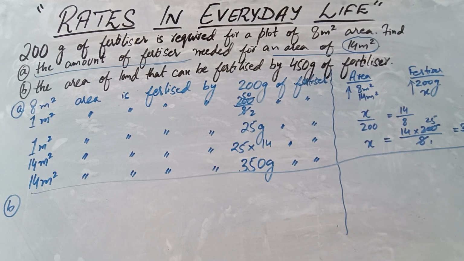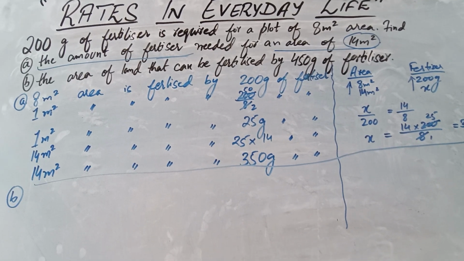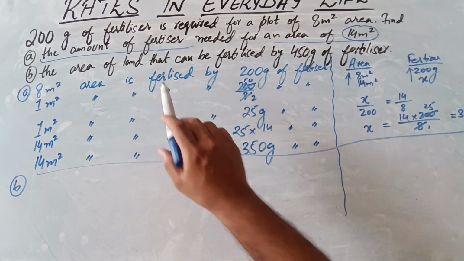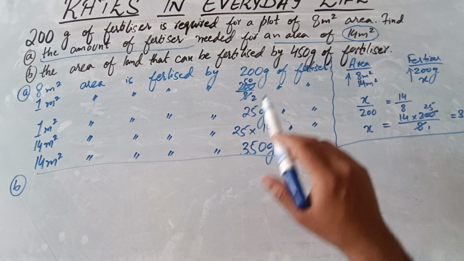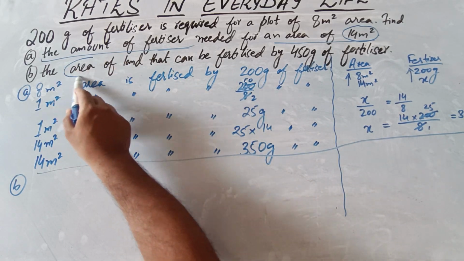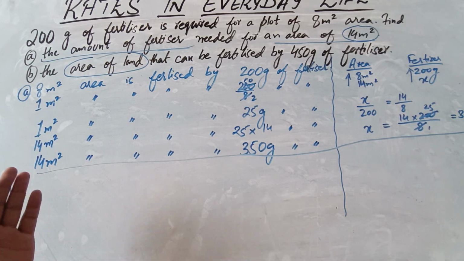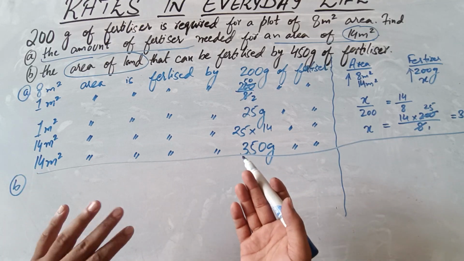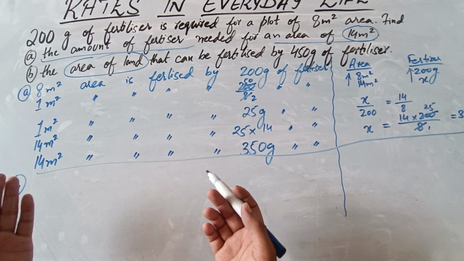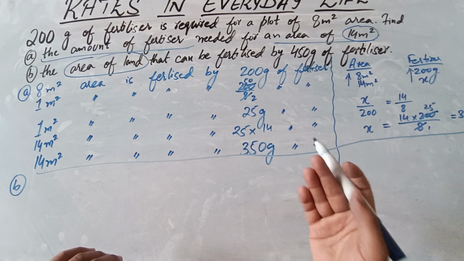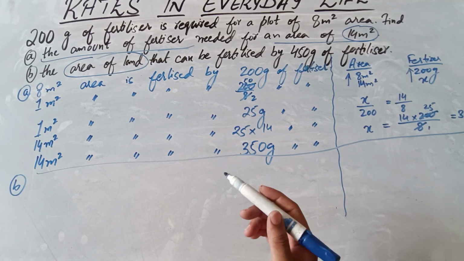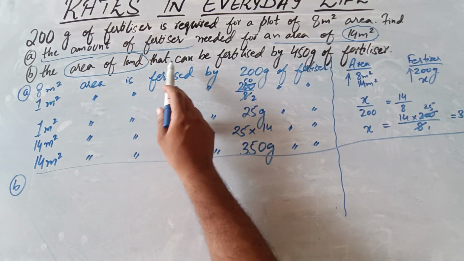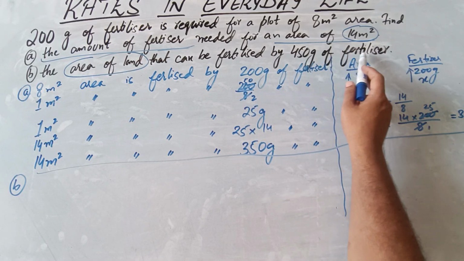Now let's look at the second part of the question. In the second part, they are asking for the area of land that can be fertilized by 450 grams of fertilizer. Now the land area is unknown, so we will keep all the area related things on our right hand side and the known quantity on our left hand side. The unknown should be on the right hand side.